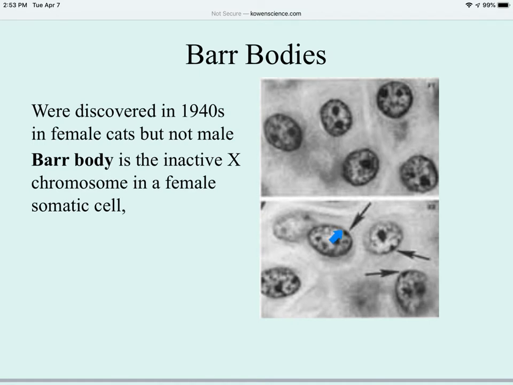So you can see these Barr bodies right there, and those Barr bodies are found in females, but they're not found in males. This was discovered in the 1940s, and it was discovered in female cats first. And today we know that you can look at cheek cells, look for the Barr bodies. If they're present, it's a female, and if they're not, it's a male.